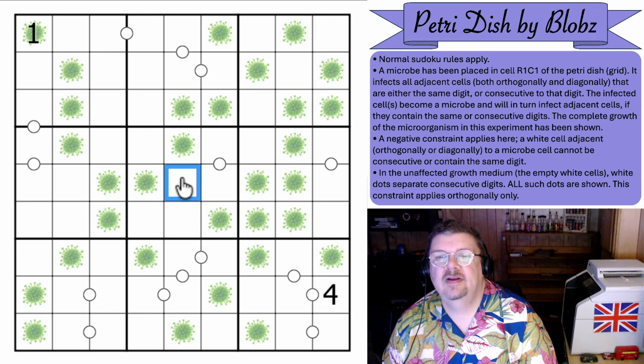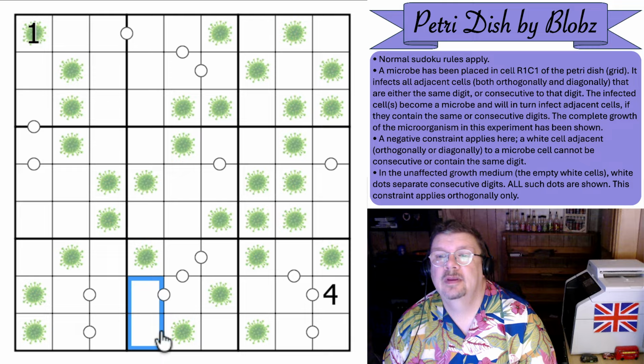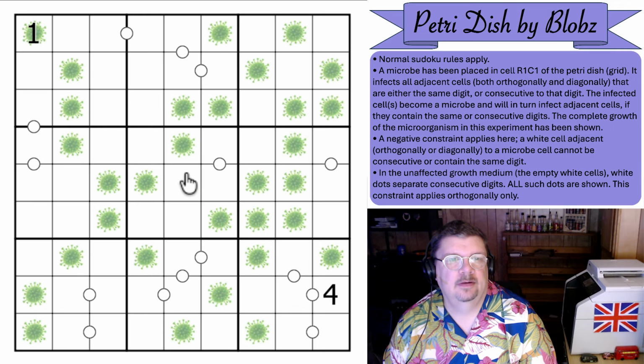Okay, in the unaffected growth medium, the empty white cells, white dots separate consecutive digits. So those two are consecutive. All such dots are shown. So within the white area, those two cannot be consecutive. That constraint only applies orthogonally within the white area. Okay, I am going to restart the puzzle to reset the timer, and let's begin.